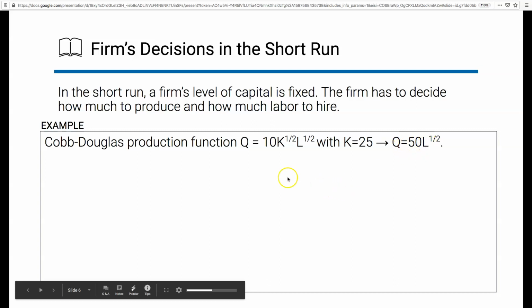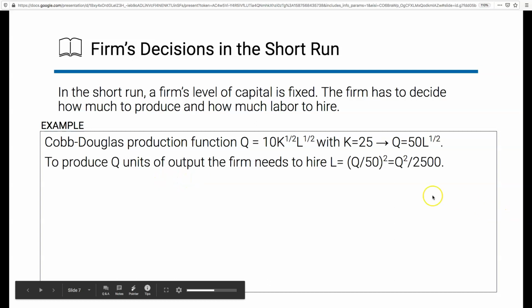And so if the company wants to produce a particular amount of output Q, it can put Q into this equation and solve for L and find out how much labor it needs to hire to produce that output. And the solution to that is labor has to be output over 50 squared, so Q squared divided by 2,500. That is the idea with respect to how much labor to hire. The company wants to produce Q, hire Q squared over 2,500 units of labor.